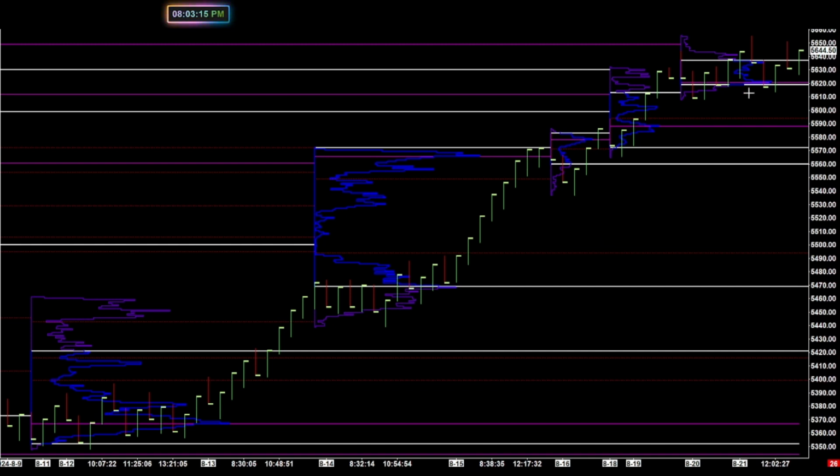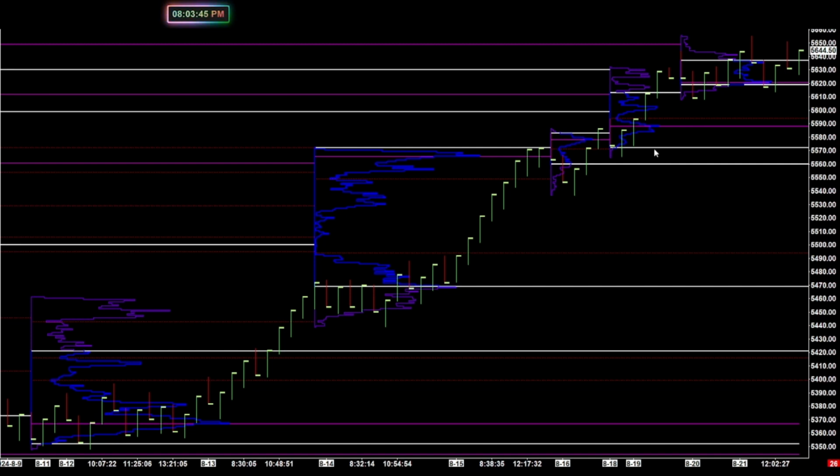This is the same area, just on a 20 range chart. This is a 20 point range, not ticks. Each of these profiles is 2 days worth, and what we're looking at here is the pink line, which is the point of control of those 2 days. Then we have these white lines. Let me do a hand. There we go. All right.